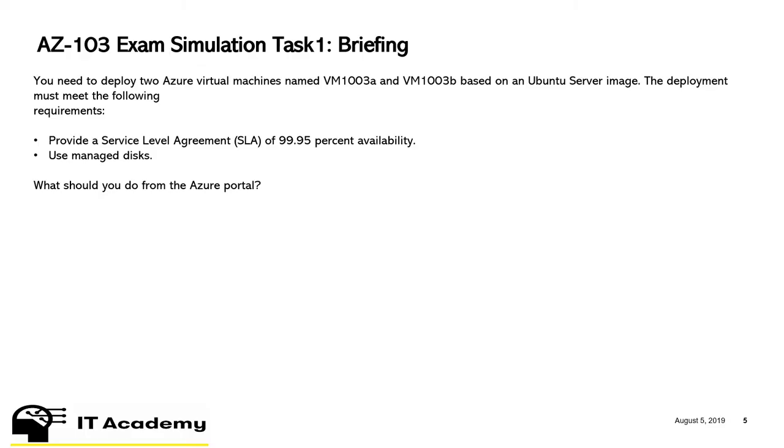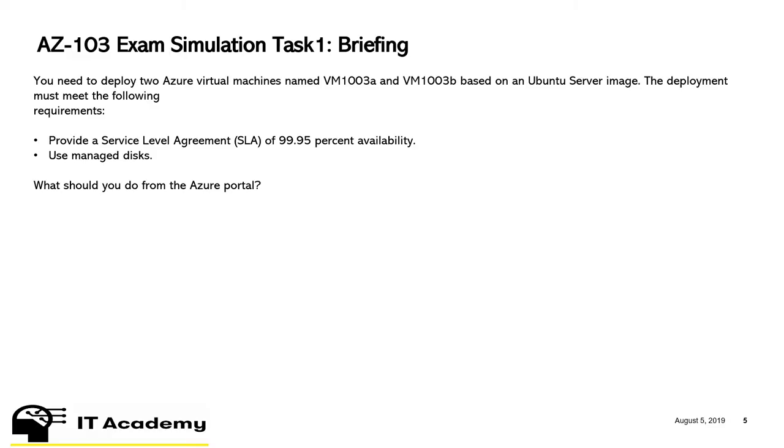If we want an SLA of 99.95%, if you'll remember, we need to deploy 2 virtual machines and add them to an availability set. So one other thing to watch out for here, we're not building an availability zone because it's not asking for 4 nines of availability. So the solution we're going to build here is an availability set containing 2 virtual machines. And those virtual machines need to use managed disks.